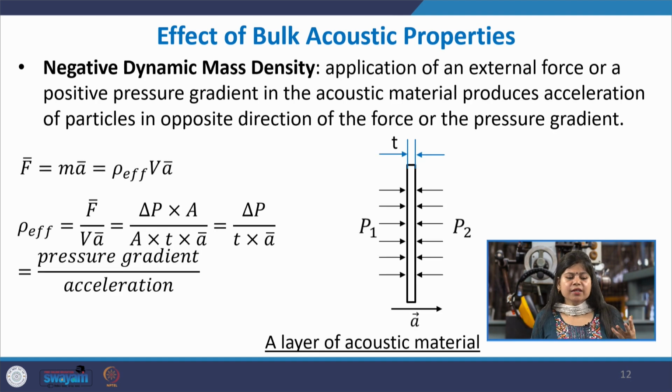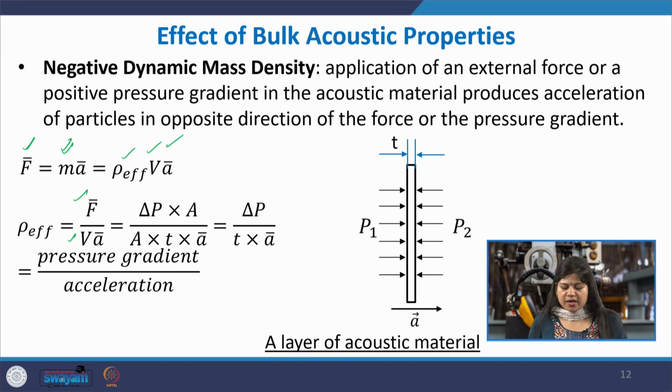What is the physical interpretation of negative mass density? So, the negative dynamic mass density. We know that suppose some force is applied to a fluid, it can be given by Newton's law as mass into the acceleration it produces in the fluid particles. So, for an acoustic fluid medium, F is equal to ma, and mass can be written as rho effective, the net effective density, multiplied by the volume. And then rho effective, you can write it in this way, rearrange it.